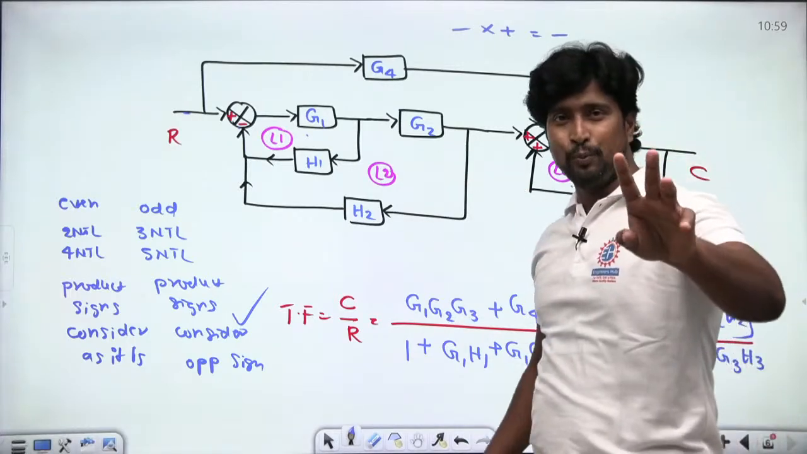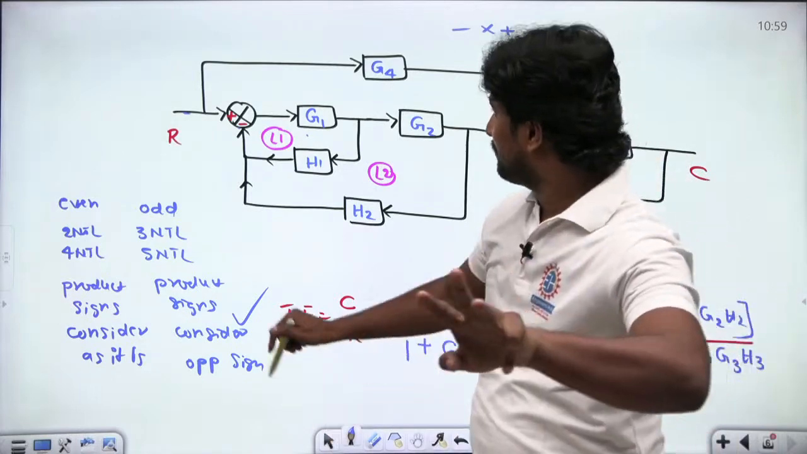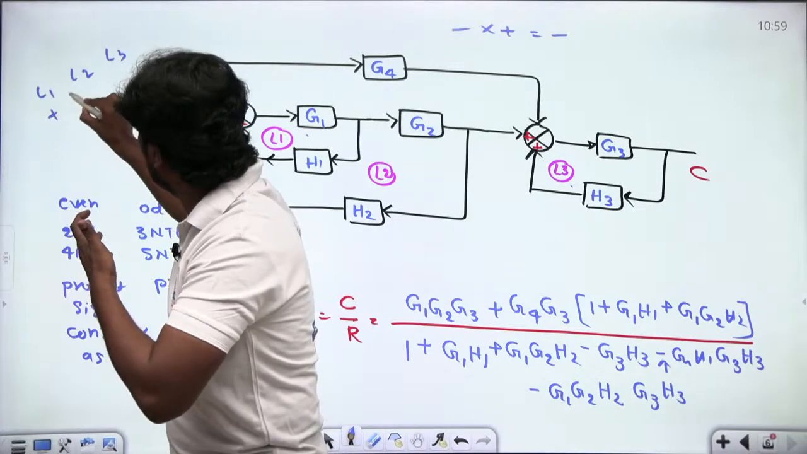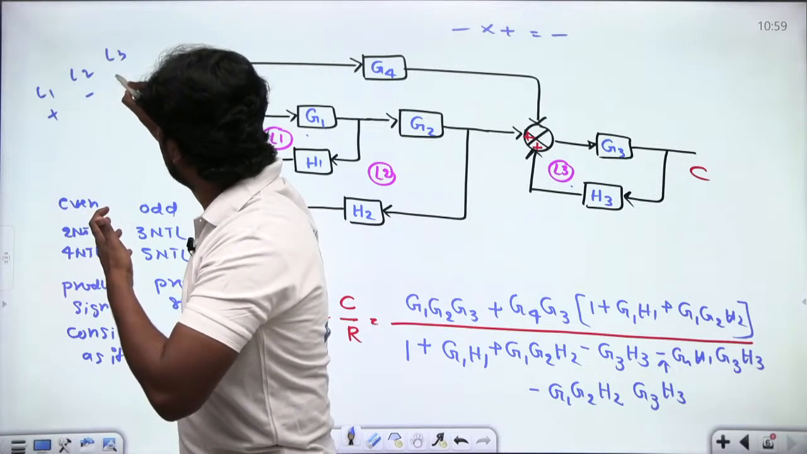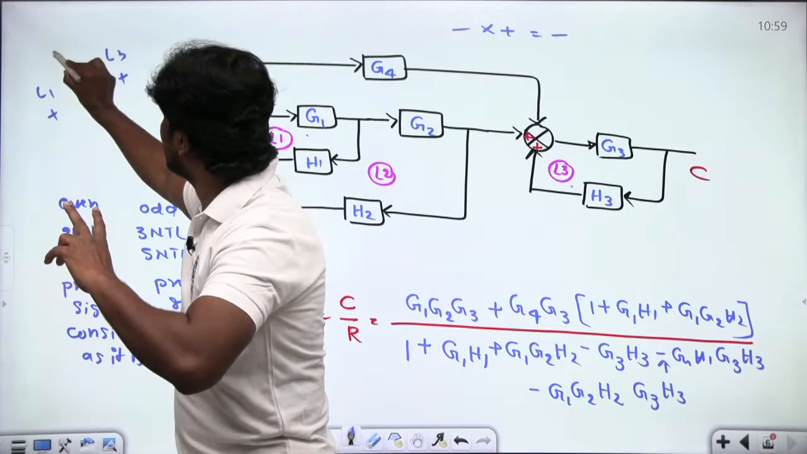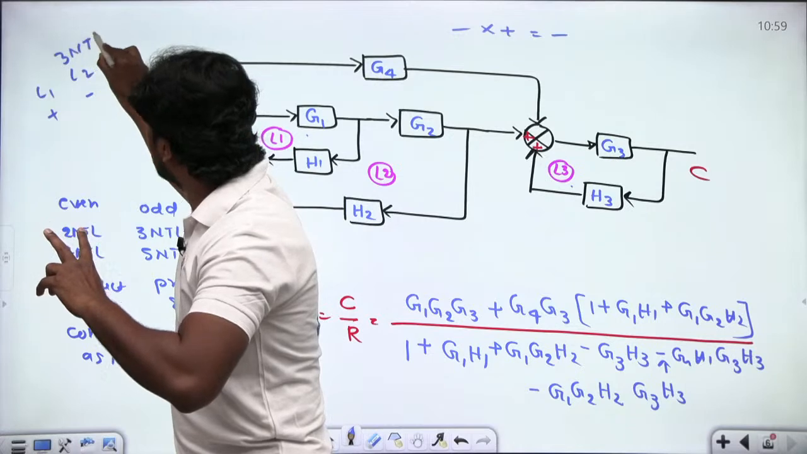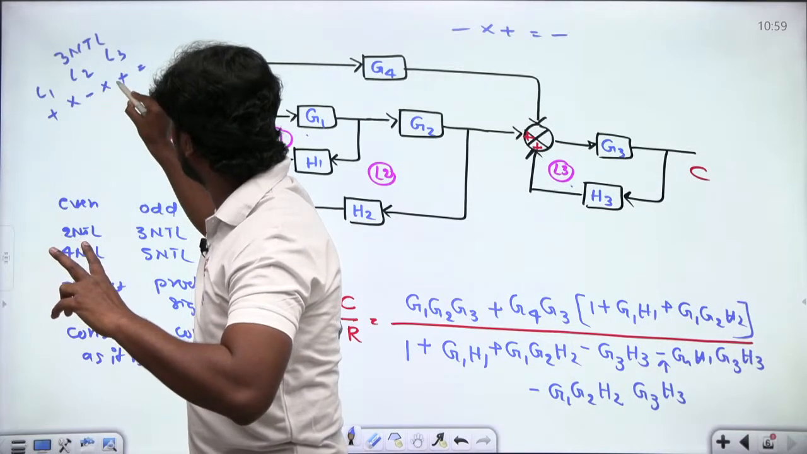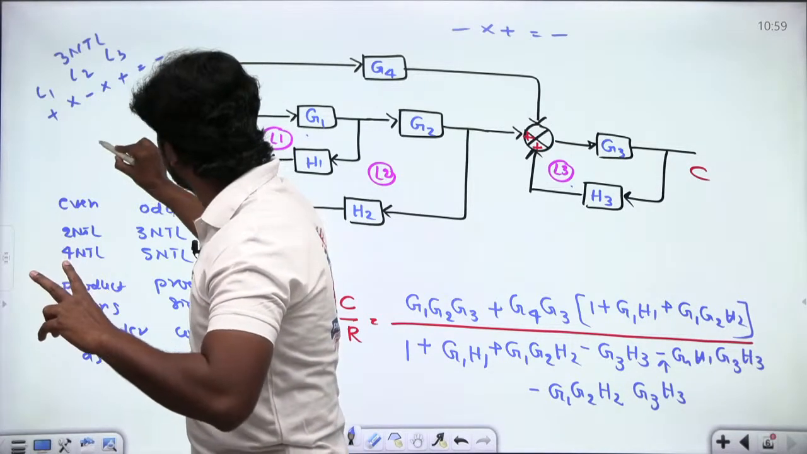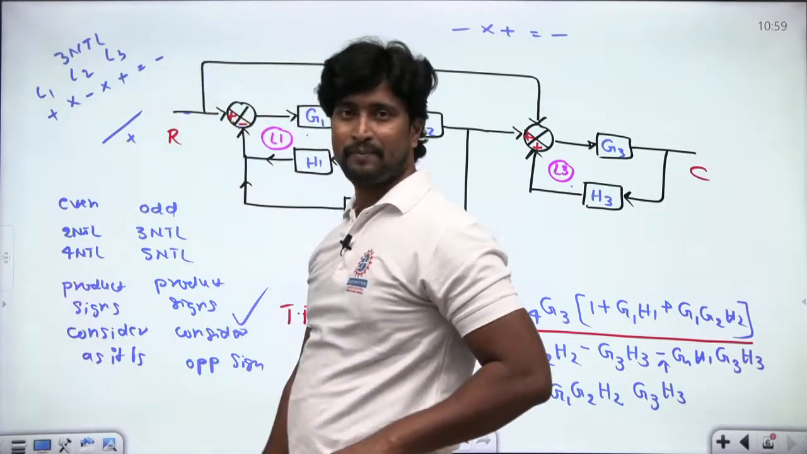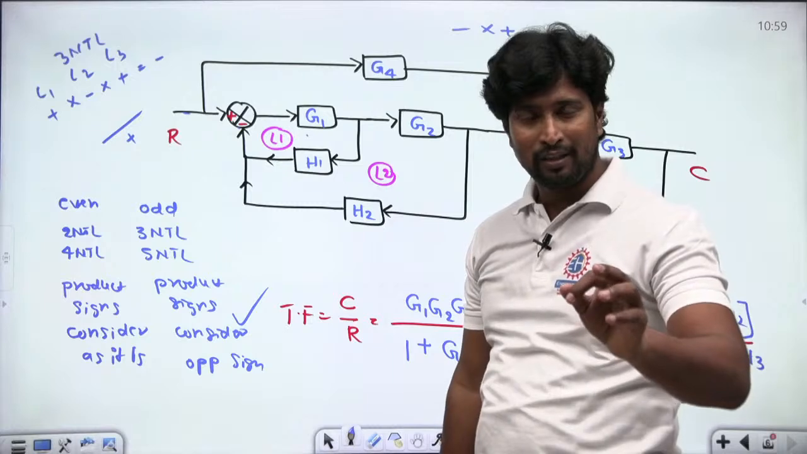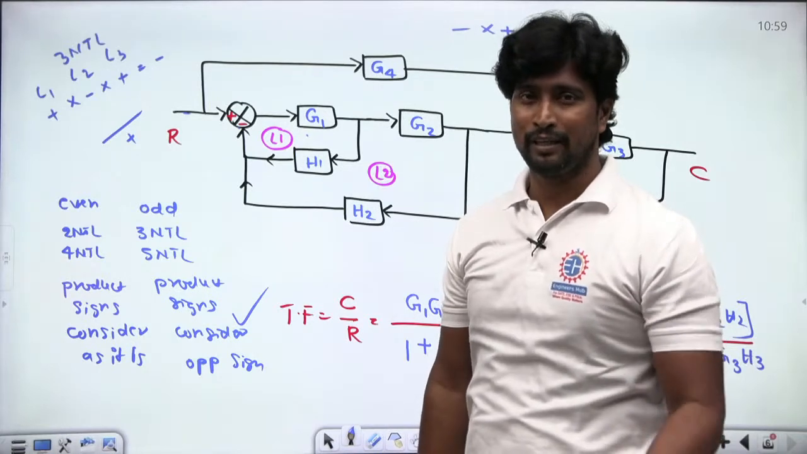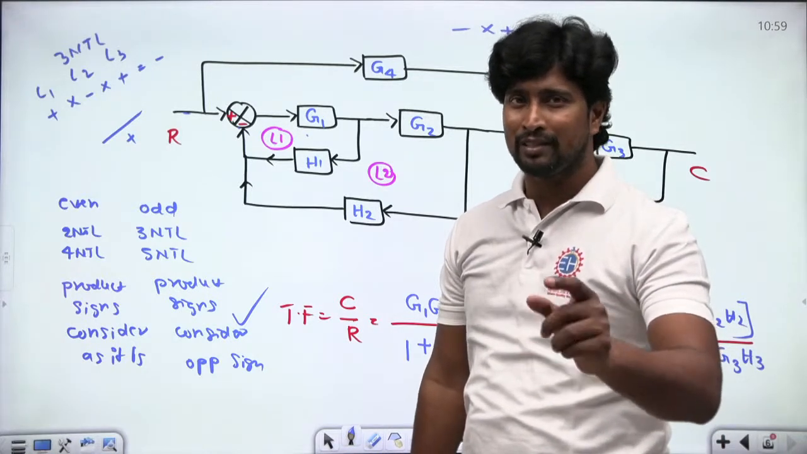For example, 3 non-touching loops: loop 1, loop 2 and loop 3. Loop 1 sign is plus, loop 2 sign is minus, loop 3 sign is plus. This is the 3 non-touching loop case. If these 3 non-touching loops are present, multiply all: plus into minus into plus gives minus. So the overall sign is minus. So in the denominator part, consider the opposite sign. If 2 non-touching loops, consider as it is. That means even number of non-touching loops, consider as it is. Odd number, opposite sign. Are you clear? So that is how to get the quick answer. I hope you understood well.